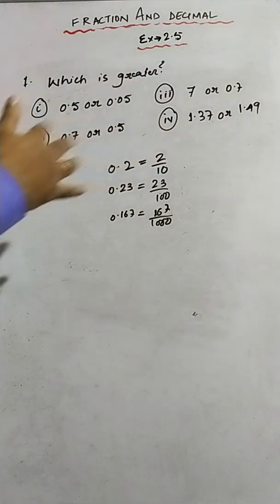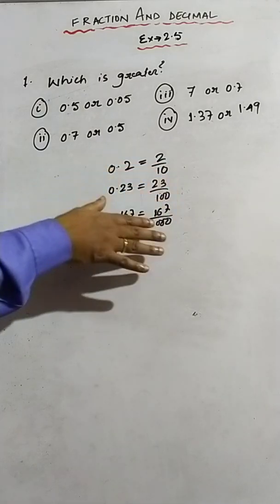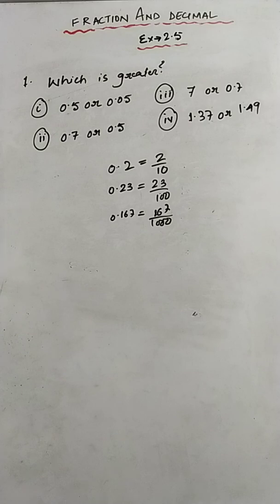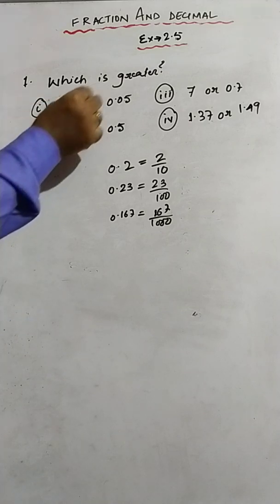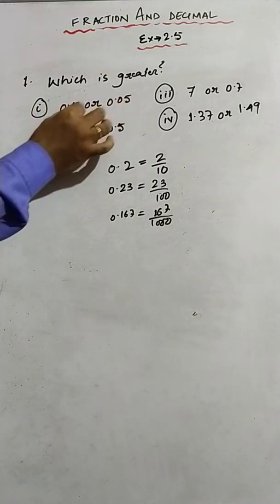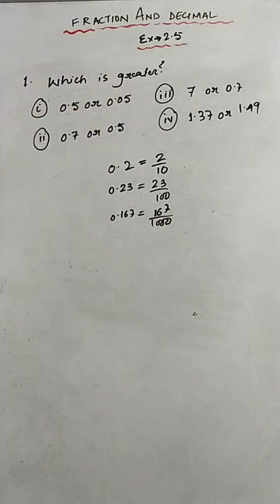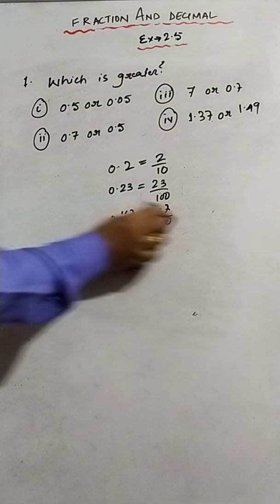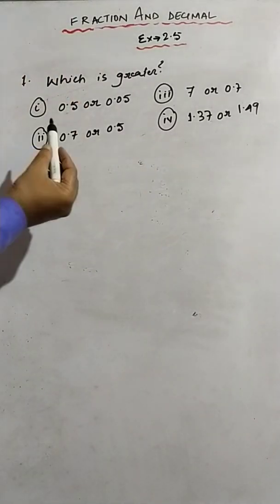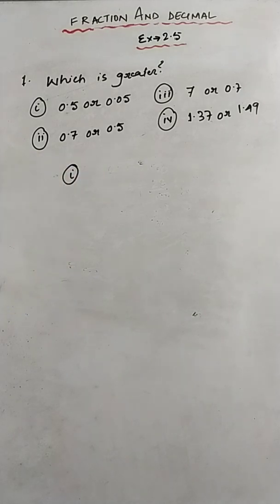And then we'll compare. We'll first try to make the fractions like fractions, that is, we'll make the denominators the same. In that way, it will be easier to understand which of the two decimals is greater or smaller. So let's begin. I feel that now you can understand, and you will understand all the sums very easily. Now let's begin with question number 1.